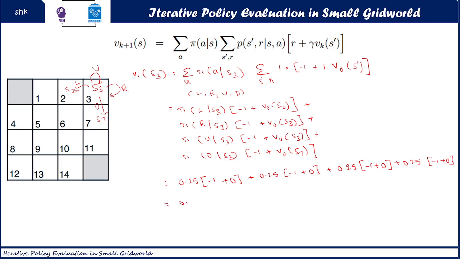Now, if you take 0.25 as the common factor, what is left out? -1 plus 0, that is -1. Here also -1. Here also -1. Here also -1. So we get 0.25 into -4, which gives -1. Again, I am writing the new state values.